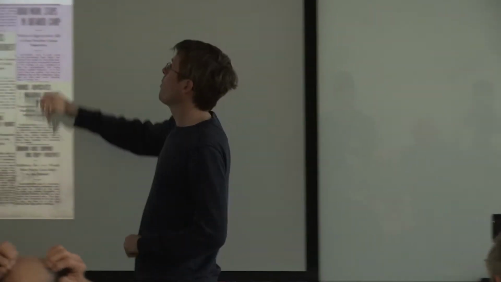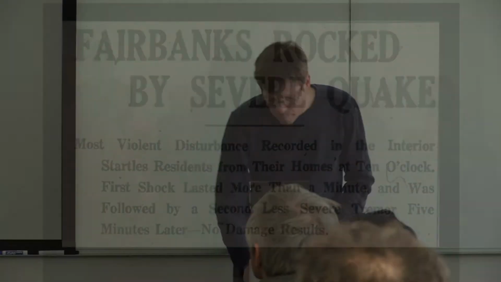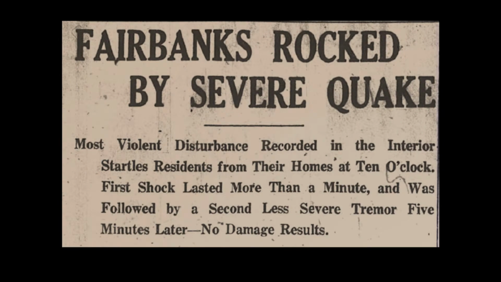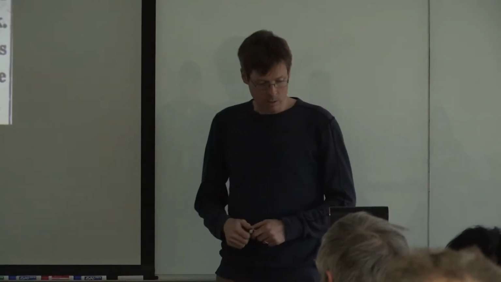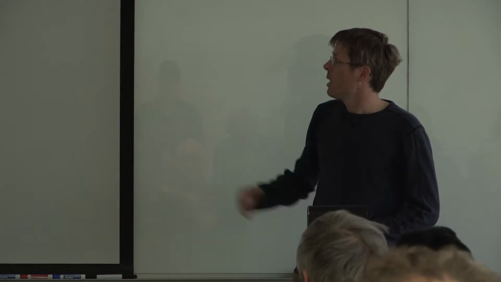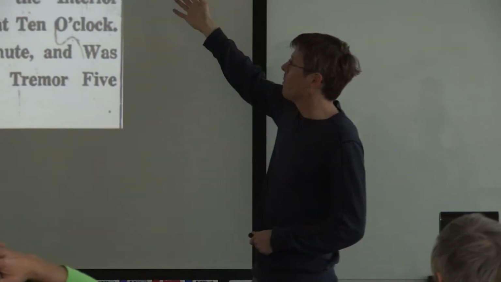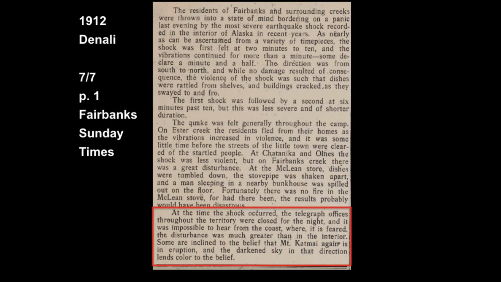And this says, Fairbanks rocked by severe earthquake. A man was killed by a slab falling on him. This is the story: most violent disturbance recorded in the interior, startles residents at their homes at 10 o'clock. The first shock lasted more than a minute and was followed by a second, less severe tremor five minutes later. No damage results, I guess except for the slab falling on the man. But this is far away, and it's still front page news. That kind of story definitely gets passed forward in time.